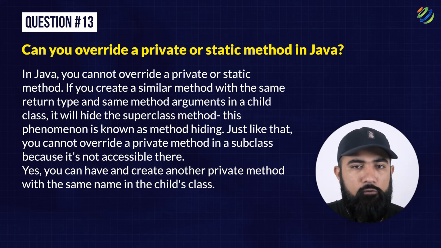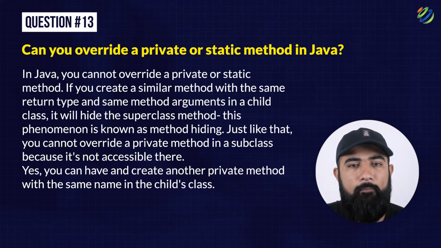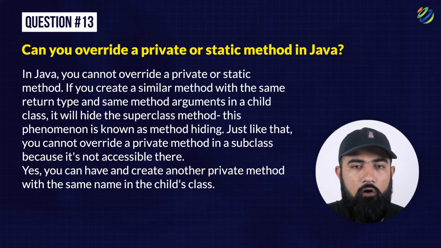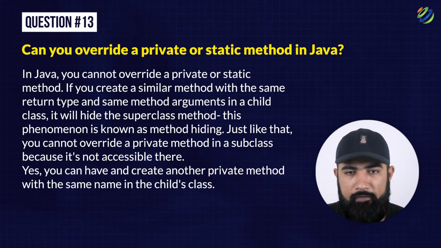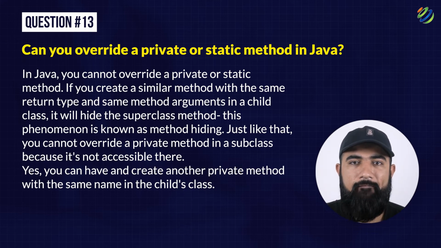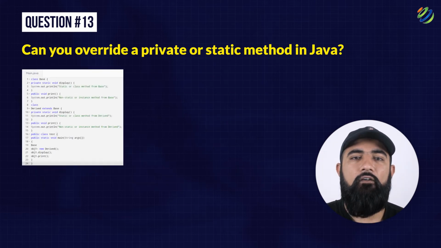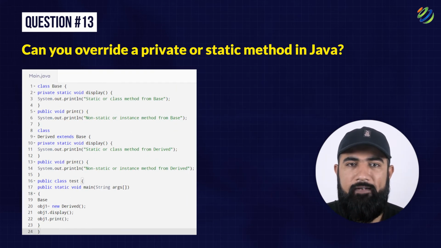Just like that, you cannot override a private method in a subclass because it's not accessible there. Yes, you can create another private method with the same name in the child class. Let's have a look at an example to understand it better.